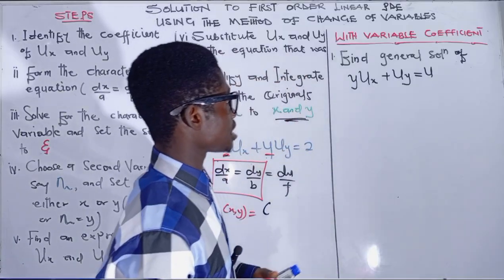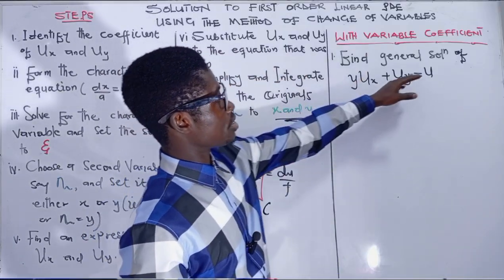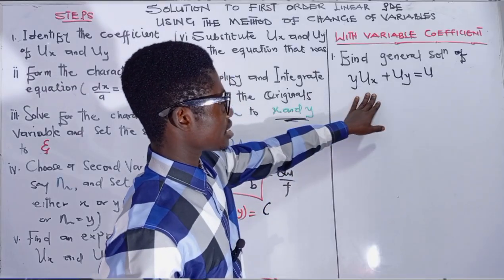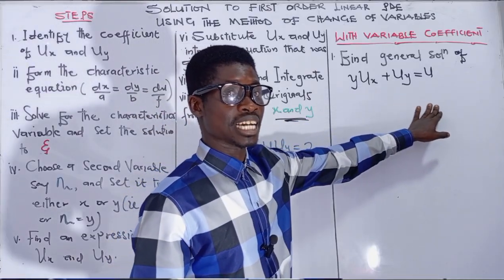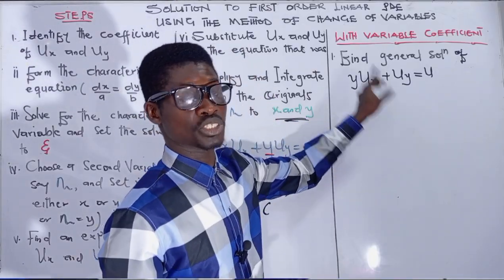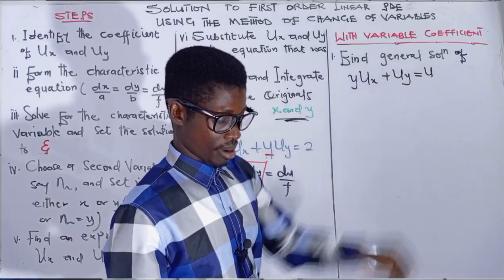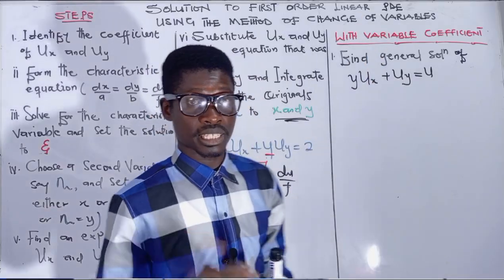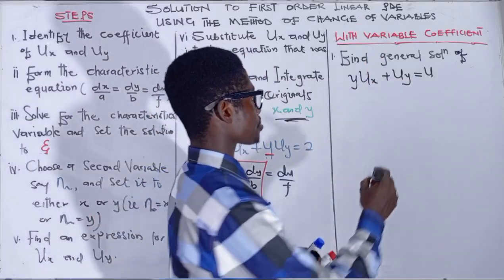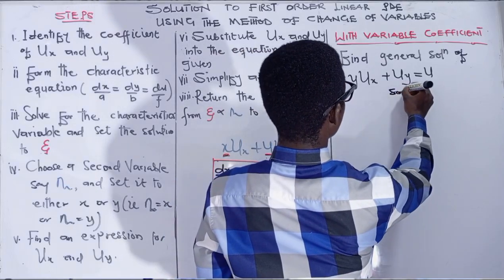So let's look at our first example. I want to find the general solution of this first order linear PDE with variable coefficients using the change of variable. So we are going to use the steps to guide us.